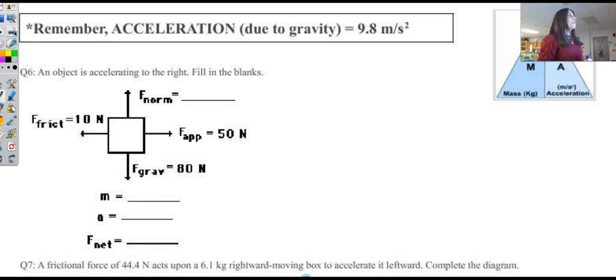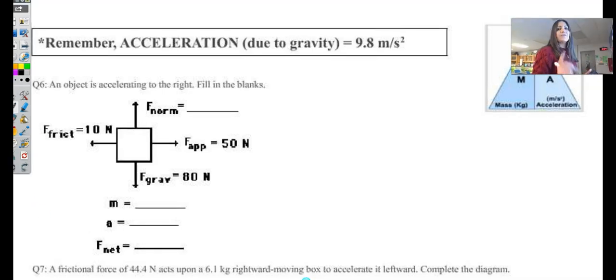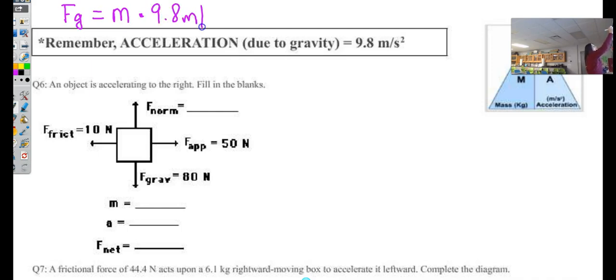So what I want you to do is on the top of the page, I want you to write some things down. And you may already have some of the equations written. First thing I want you to write is Fg. And we know that it's mass times 9.8. We call this Ag. It is m times a, but if you know your mass, you can always figure out Fg or the other way around. And by the way, that's weight.